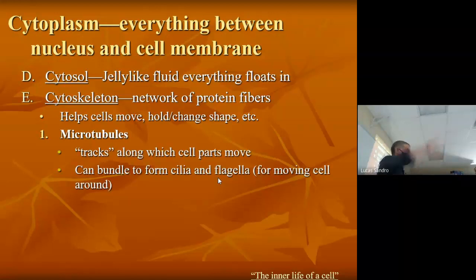They also can bundle up and become things on the outside of the cell, like flagella, which are whip-like tails. By the way, did you figure out what the only human cell is that has a flagellum? Anybody want to take a shot? Caleb? Sperm cell. That would be a sperm cell. Yep. Yeah, it's got a tail, right? It swims all day. That's a bundle of microtubules.